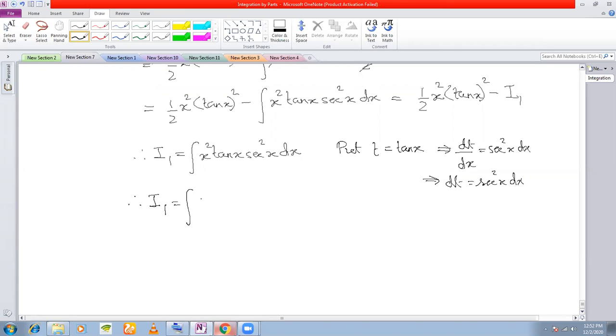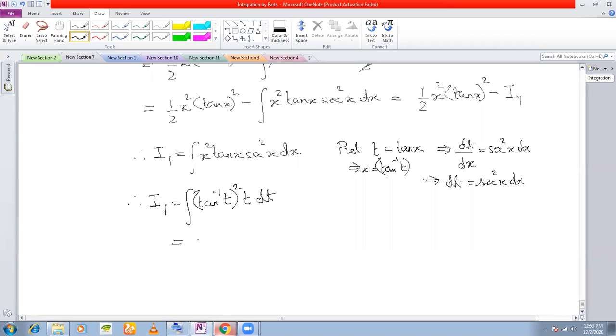Integral. Now, if t is equal to tan x, that means x is equal to tan inverse t, right? So you put x is equal to tan inverse t, tan inverse t whole square. And we have put t is equal to tan x, and sec square x dx becomes dt. Now you integrate this again by parts.